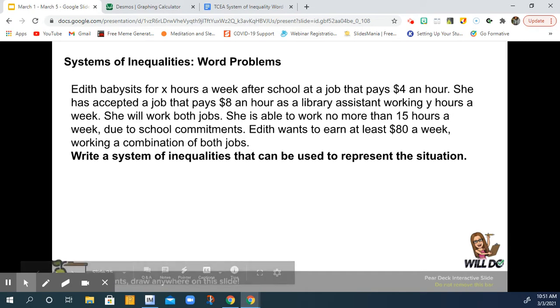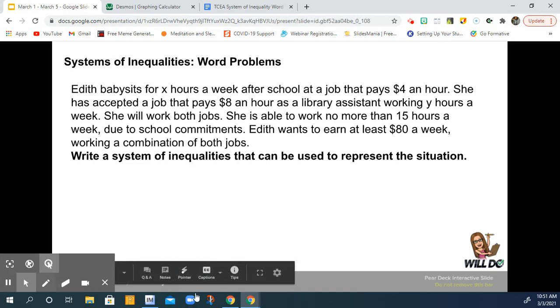So Edith babysits for X hours a week after school at a job that pays $4 an hour. She has accepted a job that pays $8 an hour as a library assistant, working Y hours a week. A bunch of variables, we're just going to ignore them for a moment. She will work both jobs. She is able to work no more than 15 hours a week due to school commitments. Edith wants to earn at least $80 a week, working a combination of both jobs. So that was a whole lot of information.